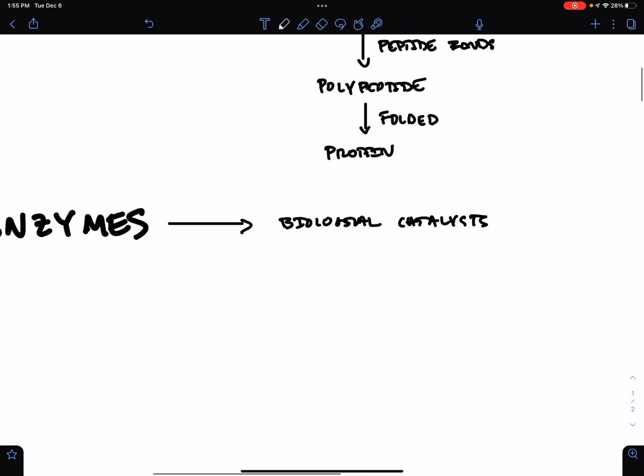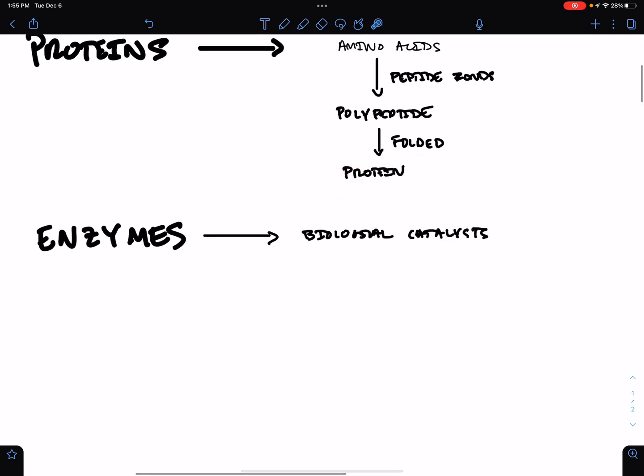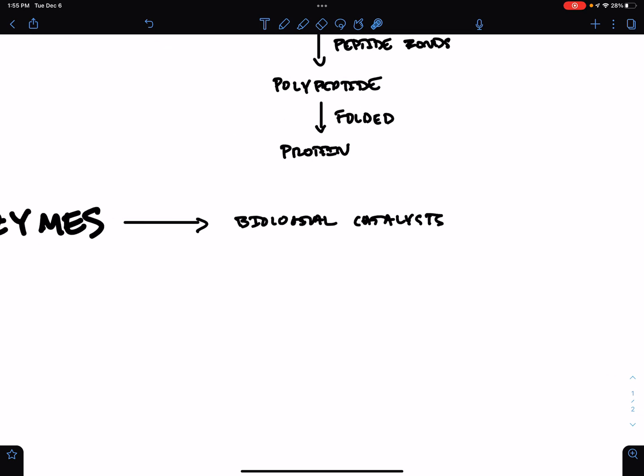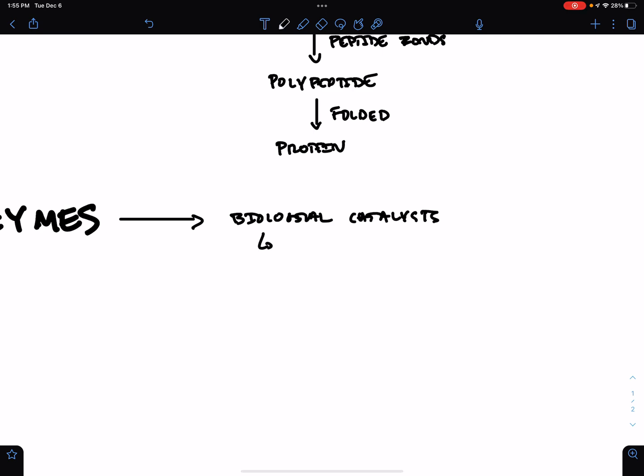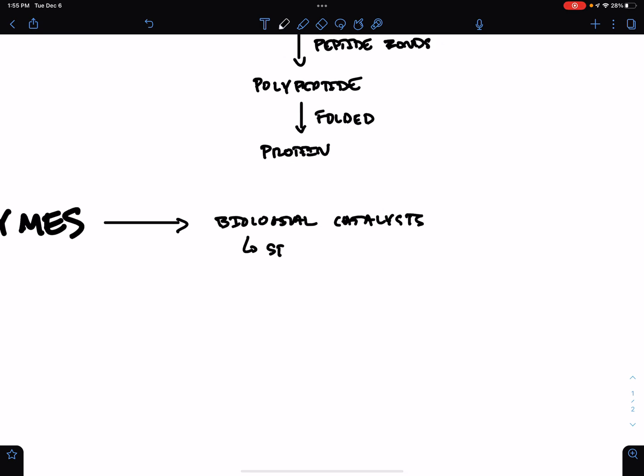And most enzymes in the body, in the human body, and in all organisms are proteins, although some enzymes are RNAs. So what is a biological catalyst? It speeds up the rate of a reaction. And it does this by lowering the activation energy.